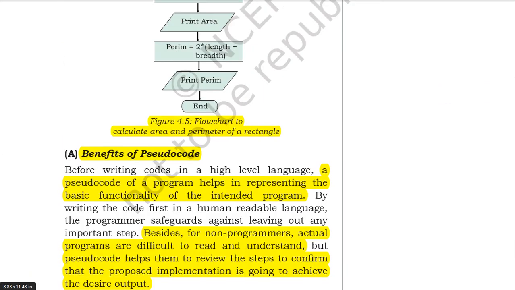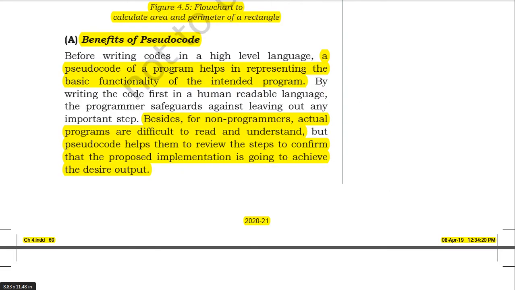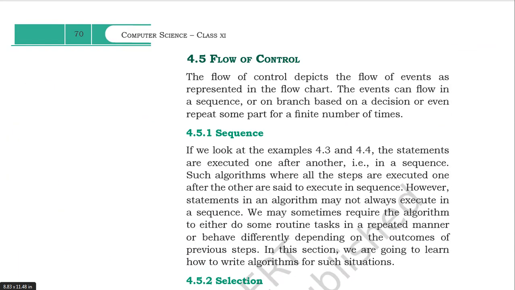So this section on pseudocode is completed. And now the most important part: flow of control. This is very important for the problem-solving chapter, to solve any problem with the help of any computer language. What will be the flow of your programming language? The flow of control depicts the flow of events as represented in the flowchart.